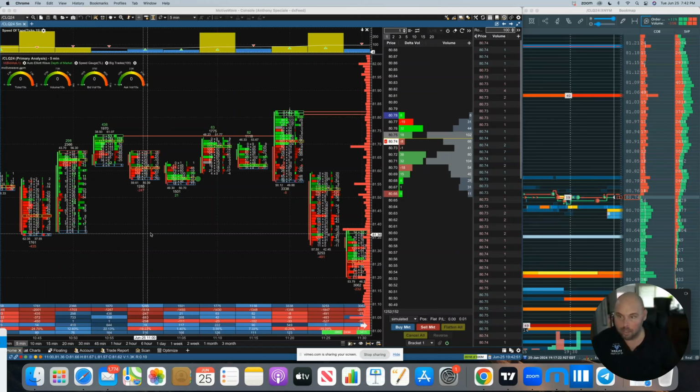So let's get a little deeper into what you see here. I'll go top to bottom, and then I'll go a little deeper into the footprint, because I know that's where a lot of people are mostly interested. So up top here is my speed of tape. What does that mean? Off to the right here is my tape, my time and sales. What it's telling me is at what price point, how many orders are being filled, how quickly.